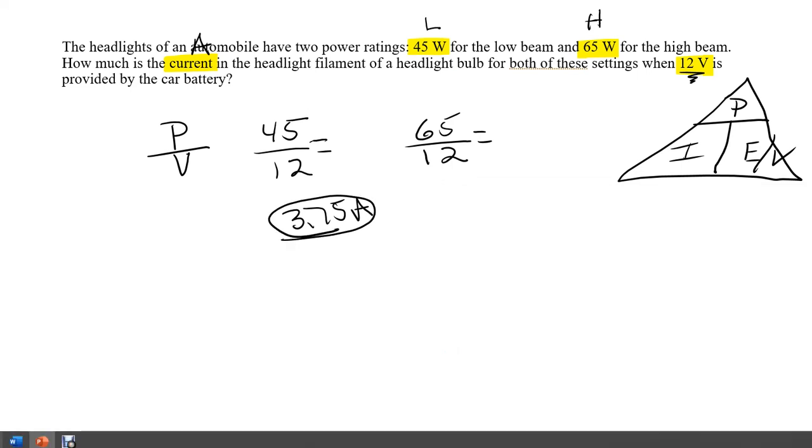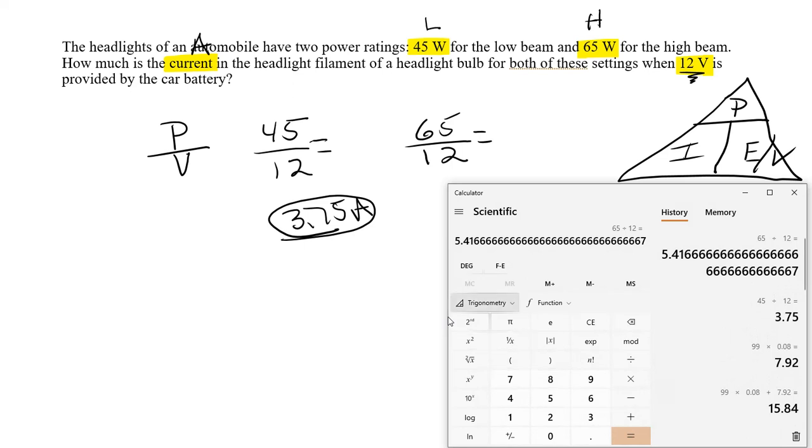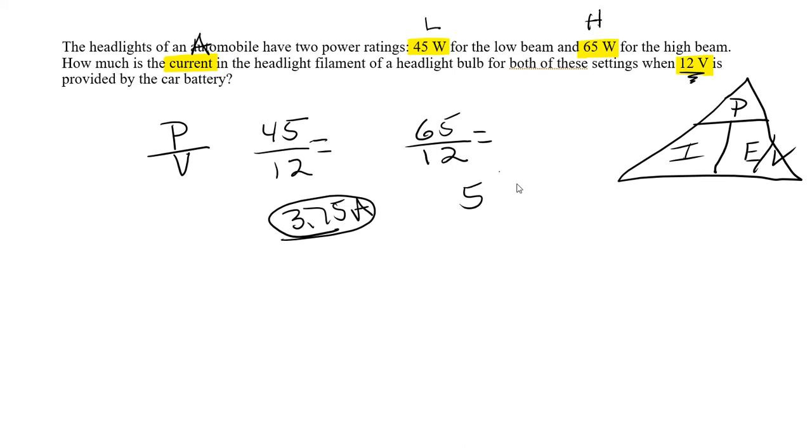And then I'm going to put my calculator back up. And I'm going to get 65 divided by 12. And it's going to give me 5.4. And since that's a 6 there, I'm going to round that up. So it's going to be 5.42 amps. So there's our two answers. Make sure you always put the amps or the ohms or the volts or the watts there, because I'll take points off for that.